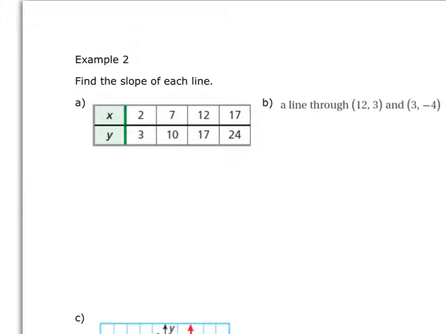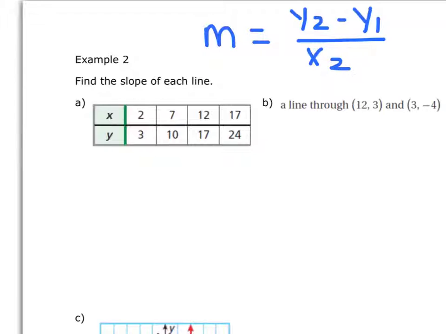Alright, in example 2 here, we want to find the slope of each line. Notice we're not given a graph. We could graph these points and find the slope of each line, but with these large numbers, we do not want to graph it, so we have to use the slope formula. The slope formula is slope equals y2 minus y1 over x2 minus x1.